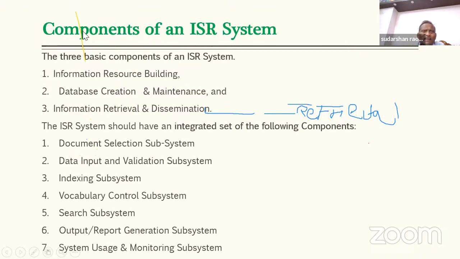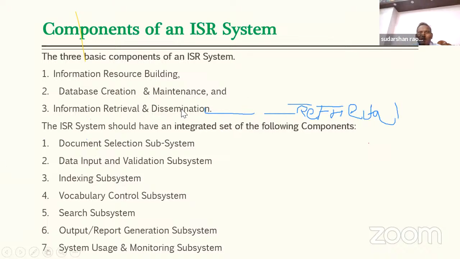Then there is another topic: the components of an ISR system. I told you, when you have an information storage and retrieval system, every system will have several components. All those components are interdependent and interrelated. They all work together to give the right information to the right reader at the right time in the right form. Correct? That's your idea. So in an ISR system, what are the components, what are the elements? The first one is information resource building, collection building. You have to create a database and maintain it up to date. Isn't that maintenance and updating?